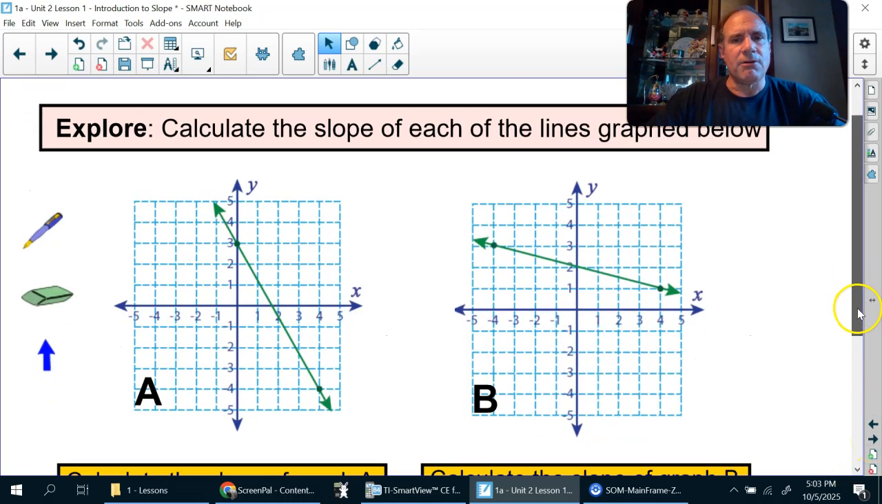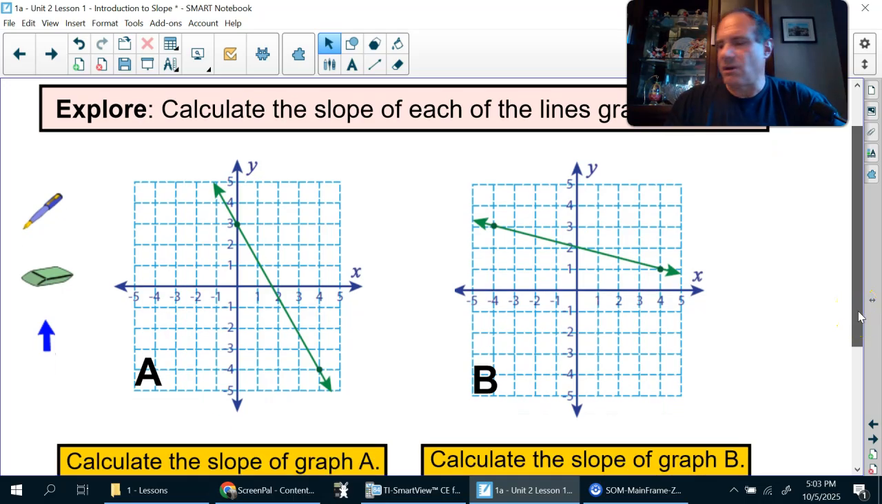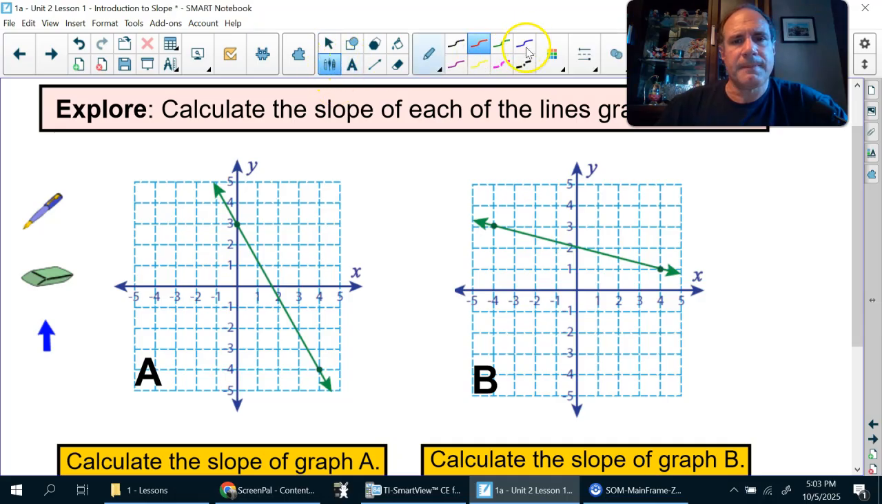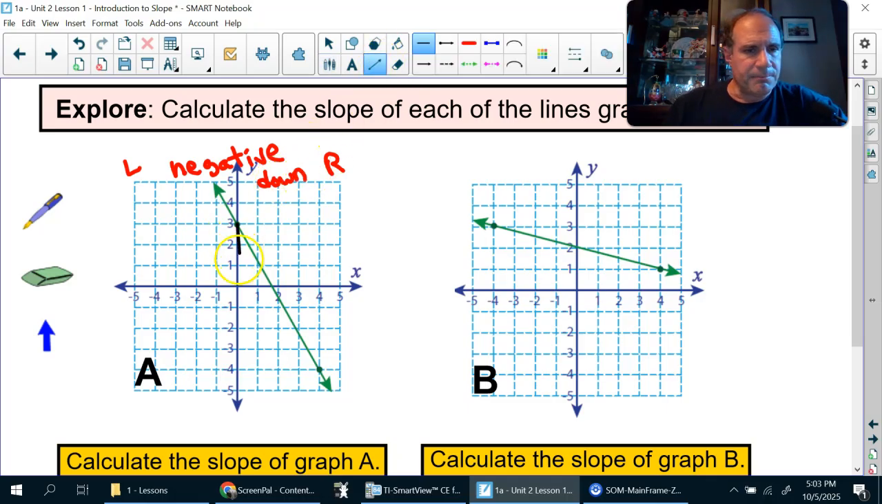All right, so here we go. Calculate the slope of each line. Again, we are going to put L and R on the top. And this is going to be a negative slope. Negative because it goes down from left to right. So we're going to take that point right there, go down, and then we're going to go to the right and connect that point.